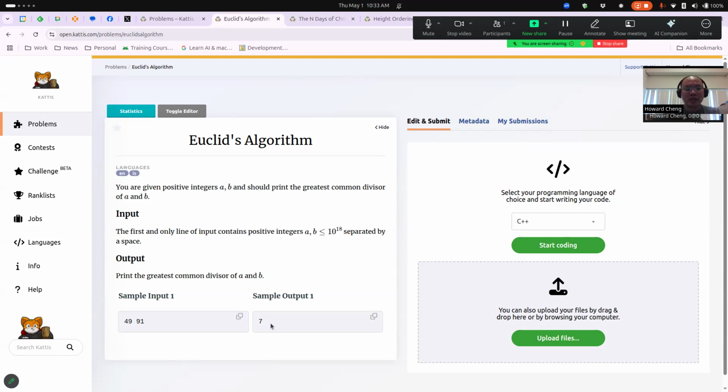Remember that A and B can be in any order. There's no assumption that A is less than B or A is greater than B. And you also have to worry about whether A is equal to B.